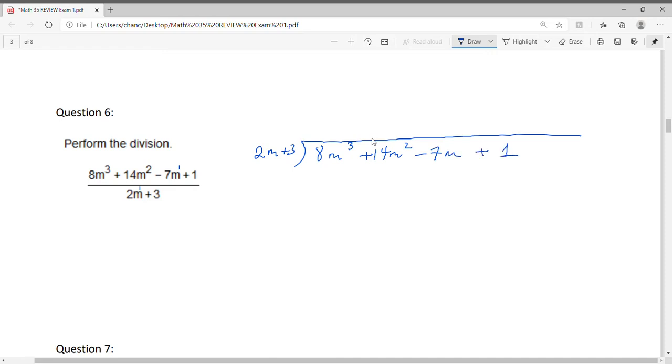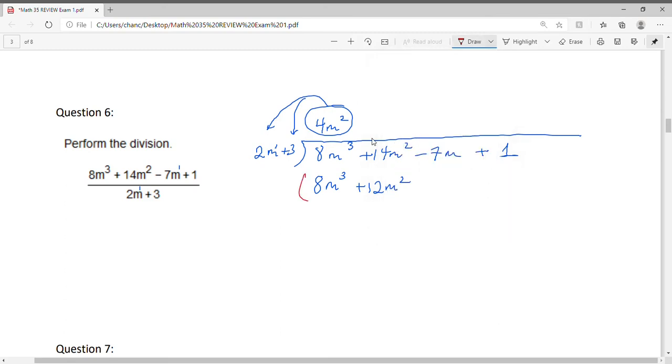Now we'll multiply. 2m times what gives us 8m cubed? I know that's going to be a 4. That's the only way to give me an 8. And this has to be an m squared because m squared times m gives me the m cubed. So we know this is correct. And we'll multiply this to our divisor. 4m squared times 2m is 8m cubed. 4m squared times 3 is 12m squared.